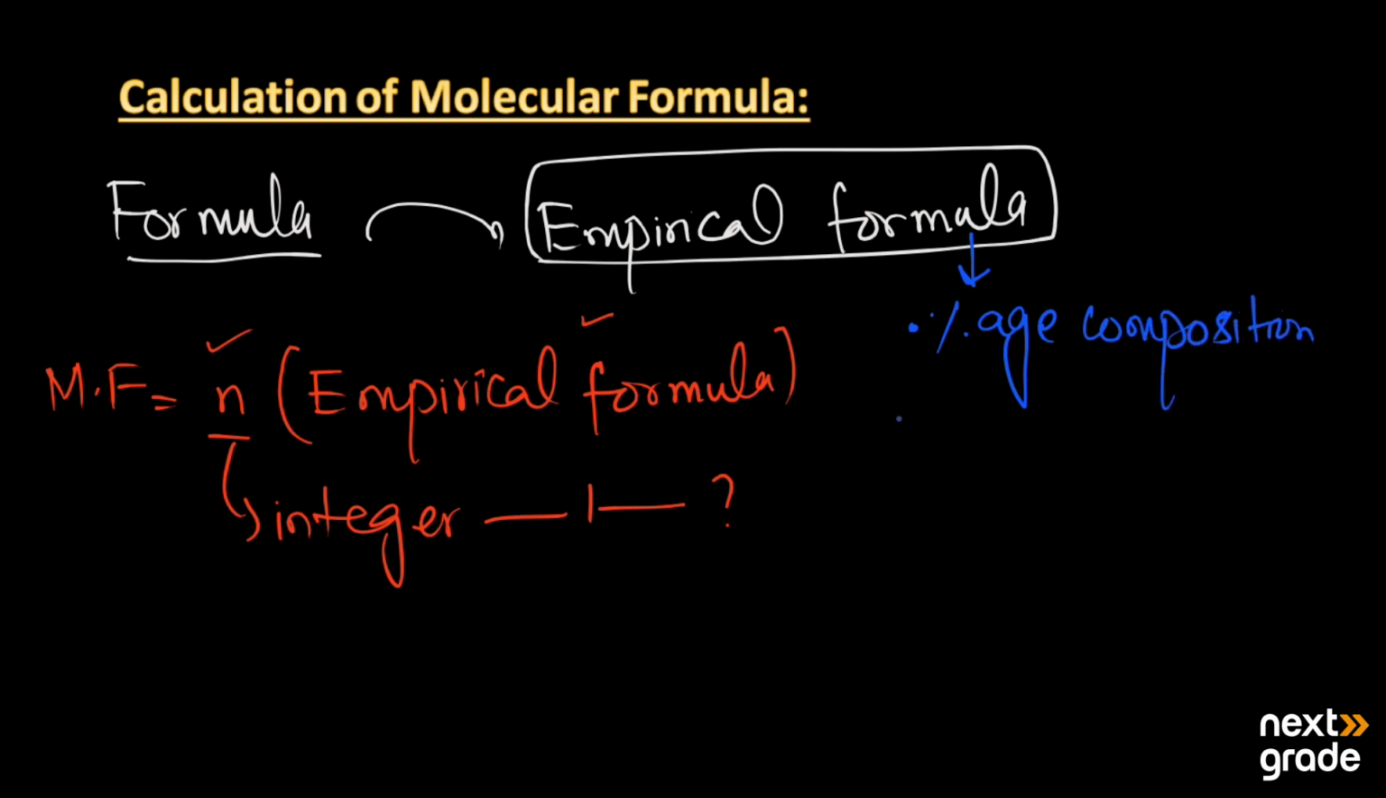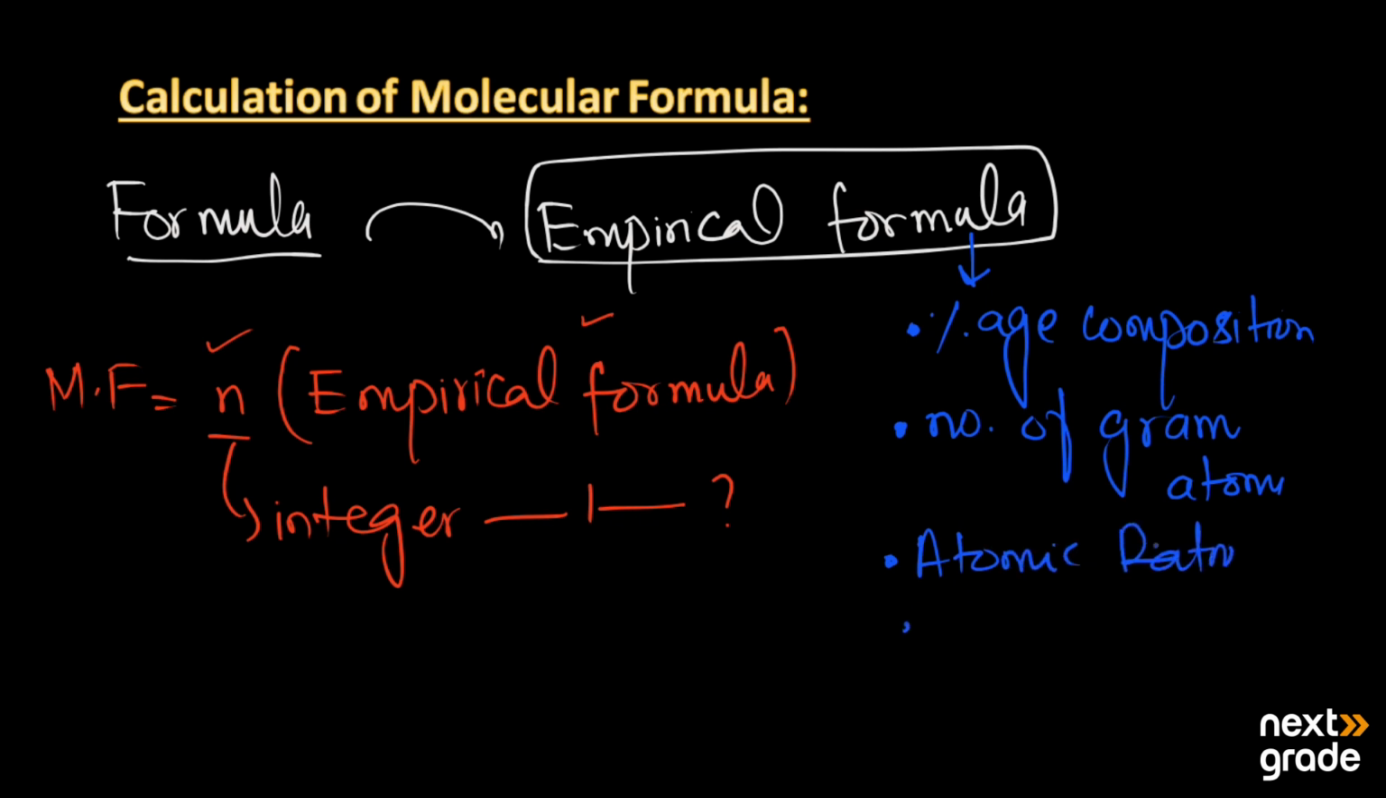of all the elements. The second step was to find the number of gram atoms. The third one is to find the simple ratio of atoms, or atomic ratios. And then the last step is to convert it into whole numbers if it is in fraction form. And from the empirical formula, we will be able to know about the molecular formula.